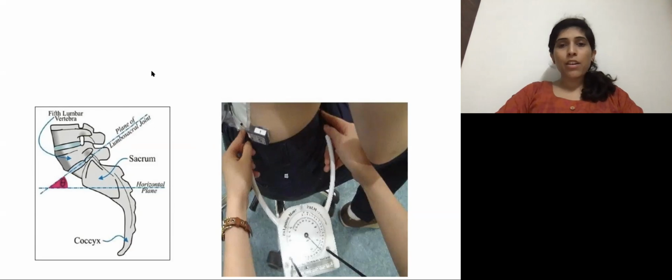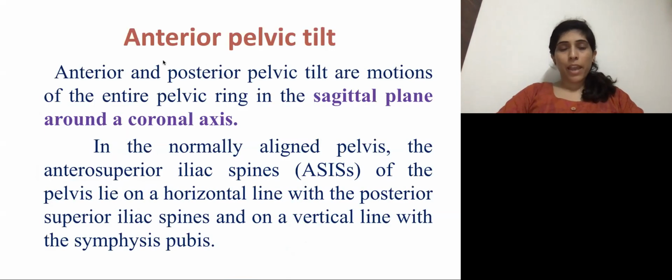Another method for measuring this lumbosacral angle is the pelvic inclinometer. One arm of the pelvic inclinometer is kept at the PSIS level, whereas the other arm is kept at the pubic symphysis. In this way we get the angle reading, and accordingly we can decide whether it is normal or abnormal. So we'll see anterior pelvic tilt first.